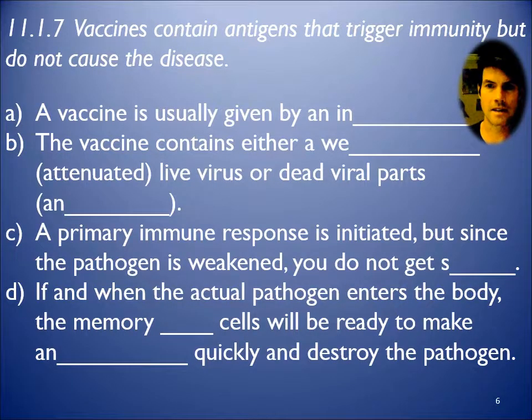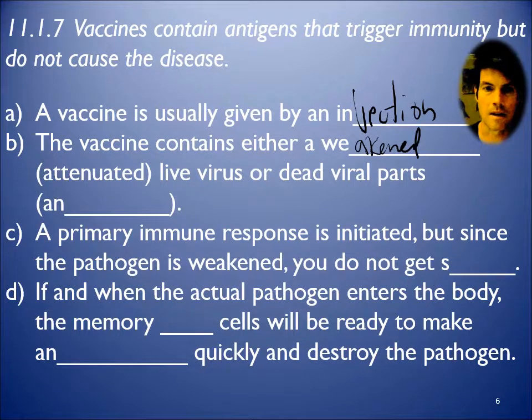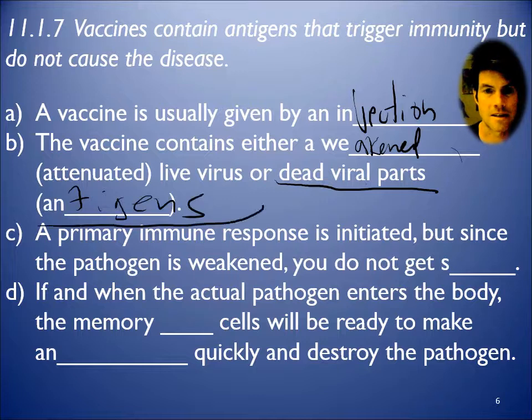And usually a vaccine you'll get by injection, although there are some oral vaccinations they'll give to kids, although typically injections are more effective, at least so far. You'll either get a weakened or attenuated live virus or a bunch of dead viral parts that your body will be able to respond to. And all those dead parts not belonging to you, you know those as antigens. So antigens, oh yeah.